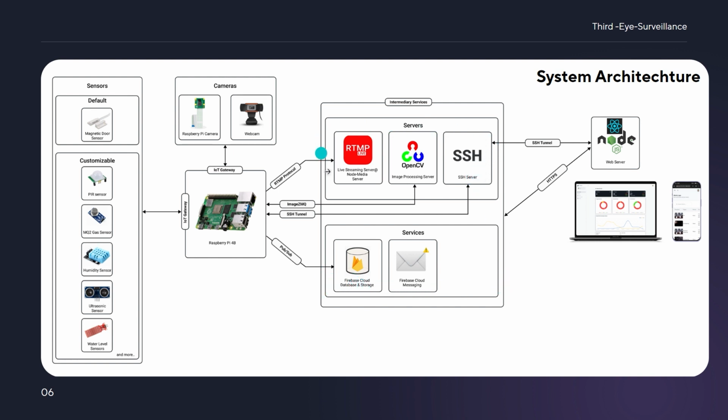So these are all the servers which are all running on Node.js, and there are two main services, which is the Firebase cloud database and storage, and also Firebase cloud messaging for the alert notification. On the dashboard side, only two main communications are configured, which is the SSH tunnel to perform an SSH connection between the web server and the hardware device. And second is HTTPS, to communicate with all the other relying servers.